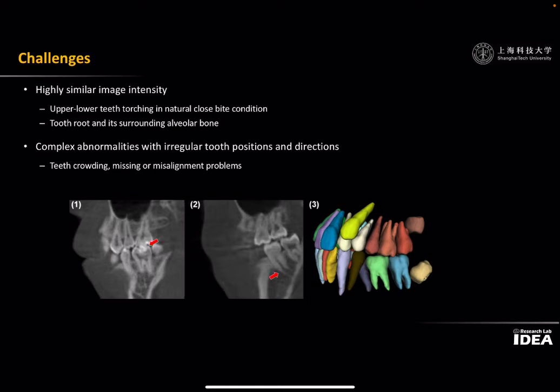The second challenge is complex abnormalities with irregular tooth positions and directions. As shown in the third figure, the teeth are packed together with crowding, missing, or misalignment problems. Moreover, the tooth root number is different, varying from 1 to 3, especially for molars with multiple roots.